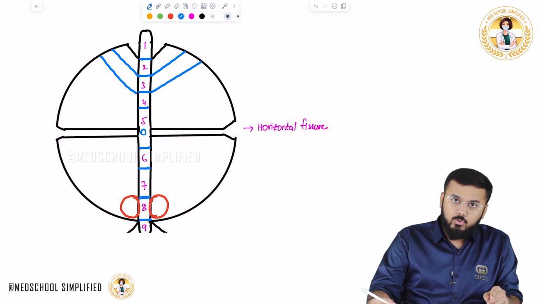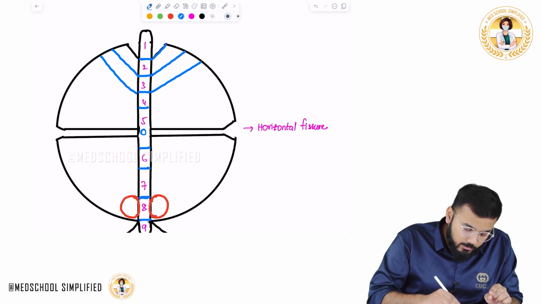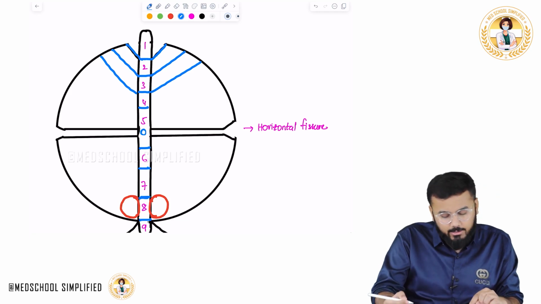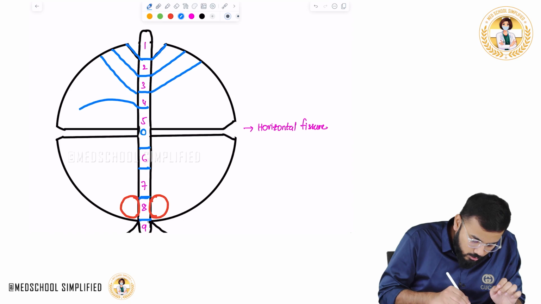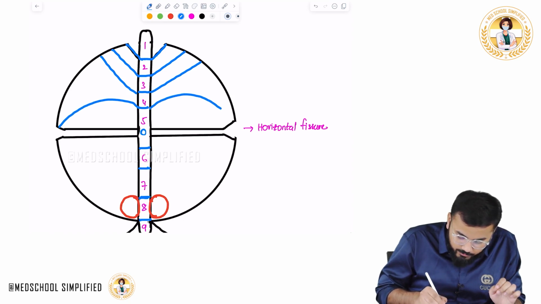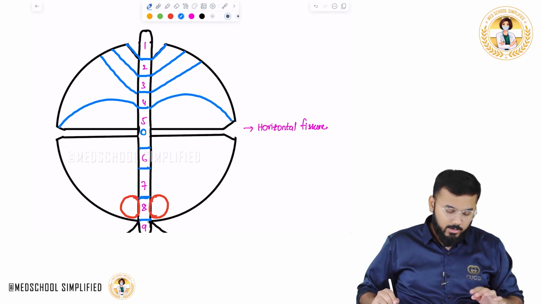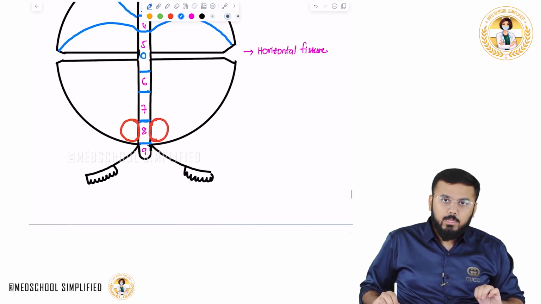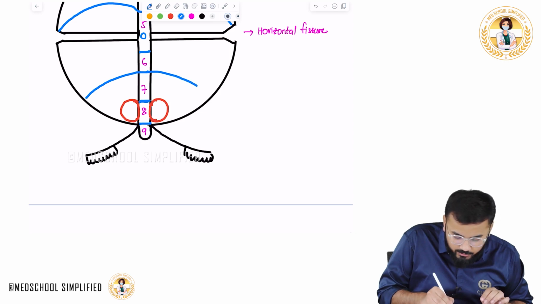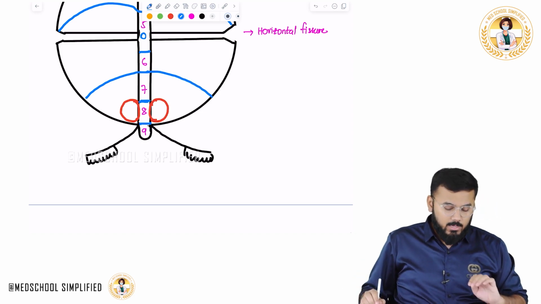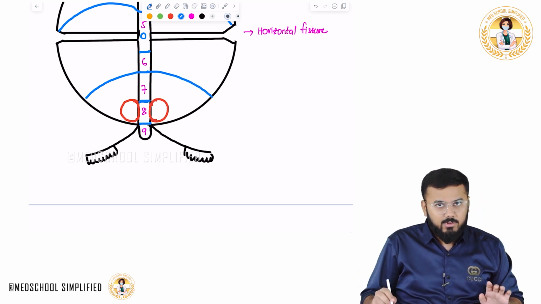So how many fissures so far have I drawn? See, the base of first lobule, there is a fissure. Base of second lobule, there is a fissure. Base of third lobule also, there is a fissure. Now, base of fourth lobule is also having a fissure in this way. Okay. Now, let us go down a bit. Now, if you go down a bit, the base of the sixth lobule is also having a fissure on either side like this. Now, eighth and ninth, they don't have any fissure.